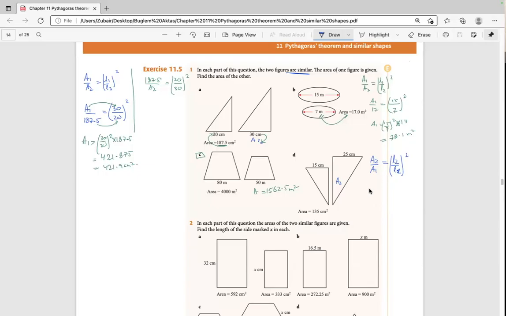So we just plug in those values. A2 by 135 is equal to length of second one is 25, length of first one is 15, whole squared. So A2 by 135 is equal to 5 by 3 whole squared. So A2 is equal to 25 by 9 into 135.